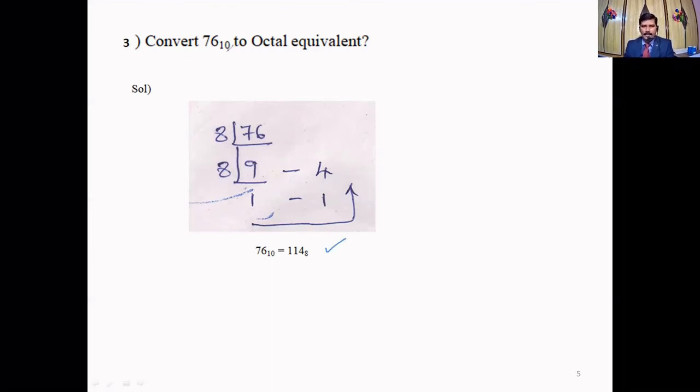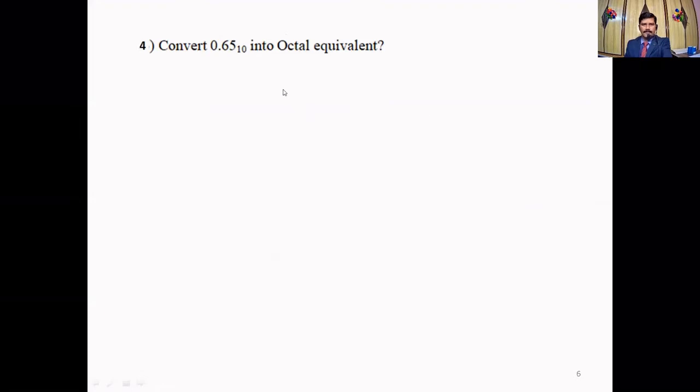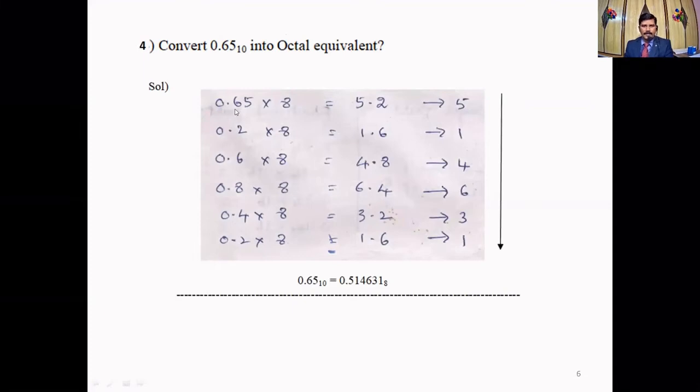Suppose after the decimal point some numbers are there. What do we have to follow? Divisions before the decimal, and after the decimal multiplications with the radix. Let us see that one: 0.65. Before the decimal point there are divisions and after it multiplication. Let us see after the decimal point what we have to do: multiplications.